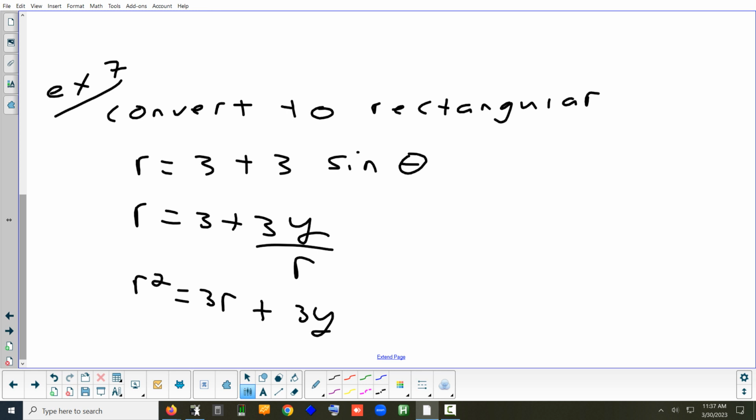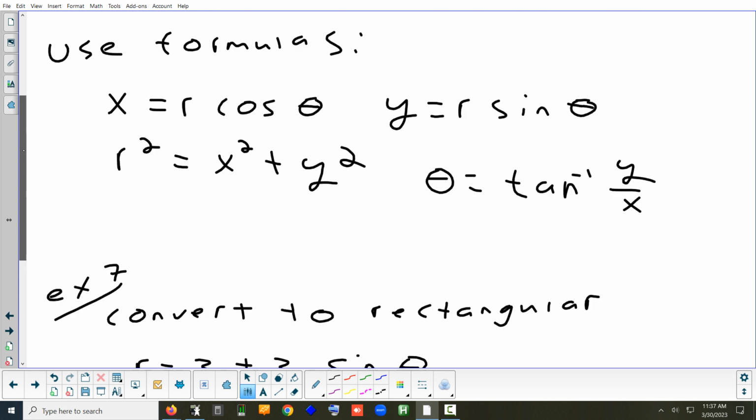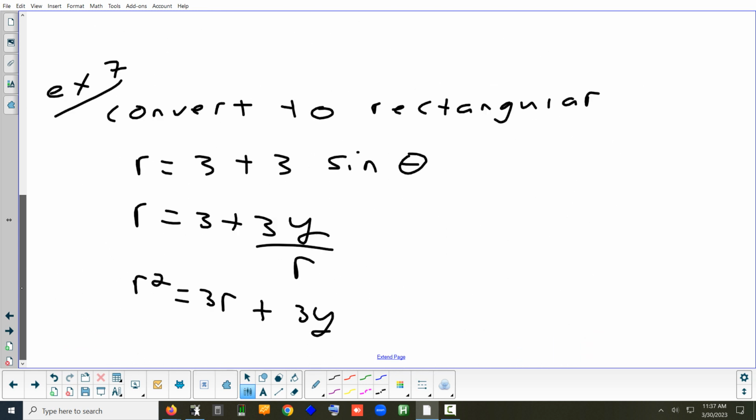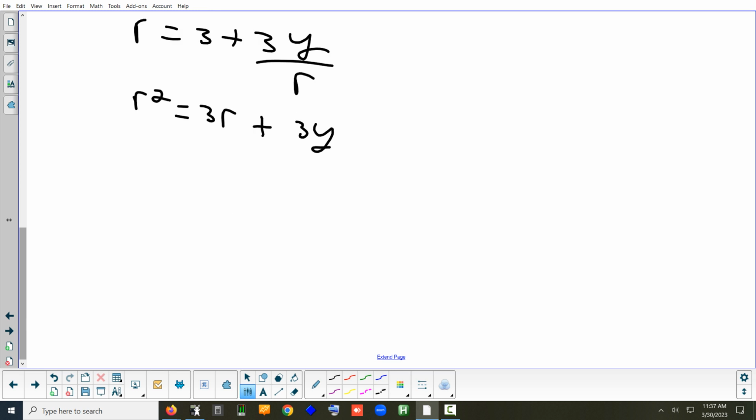Now, what's something else that I could get rid of here that you see up here? R squared equals x squared plus y squared. So we can get rid of r squared. We know that's x squared plus y squared. So then, if we know r squared, we should know r too. What is r? No, the square root of x squared plus y squared. So that's r, and then plus 3y.